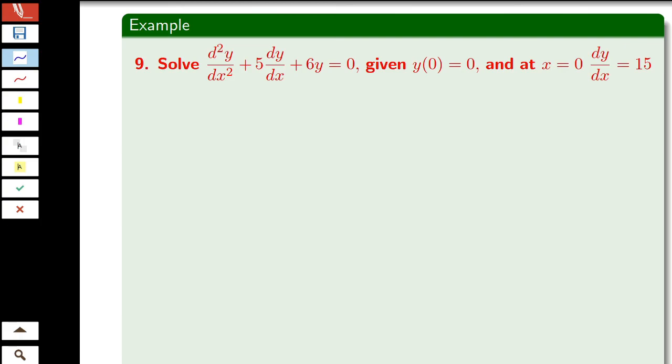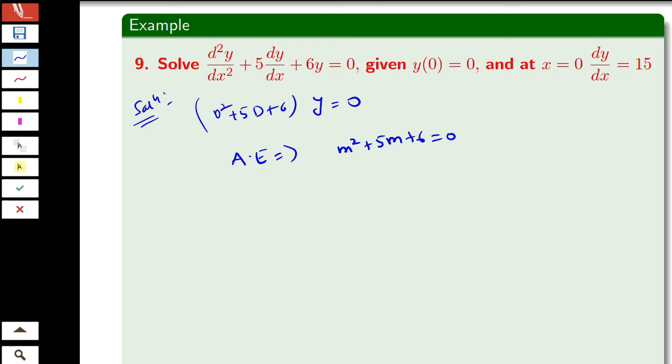And come to this last problem. It is homogeneous but some conditions are provided. If it is second order, you are going to get two constants. To eliminate those constants, two conditions are given. So find the solution, which is nothing but the complementary function. In operator form, (D² + 5D + 6)y = 0. The auxiliary equation is m² + 5m + 6 = 0, so (m + 2)(m + 3) = 0, which implies m = −2 and −3 are the roots.